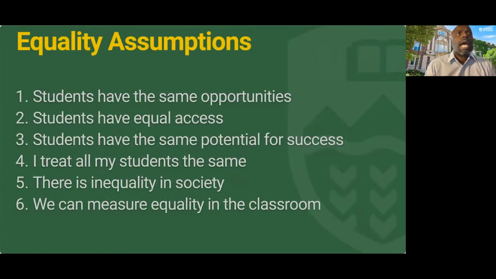Equality assumptions. I facilitated an EDI workshop, and these are some of the equality assumptions that the participants generated. 1, students have the same opportunities. 2, students have equal opportunities. 3, students have the same potential for success. 4, I treat all my students the same. 5, there is inequality in society. And 6, we can measure equality in the classroom.